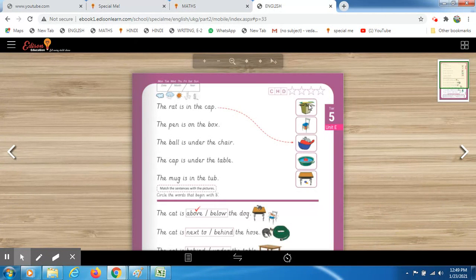So सबसे पहले आप क्या करोगे, यहाँ पे देखोगे where is the cap. This is the cap. And then you have to see क्या rat है उसके अंदर. Yes, there is a rat in the cap, so this one is the correct picture. तो इसको match करना है ना. तो just similar to it आपने सारे sentences read करने हैं, उसका meaning understand करना है, and then you have to match it with the correct picture. Fine students.